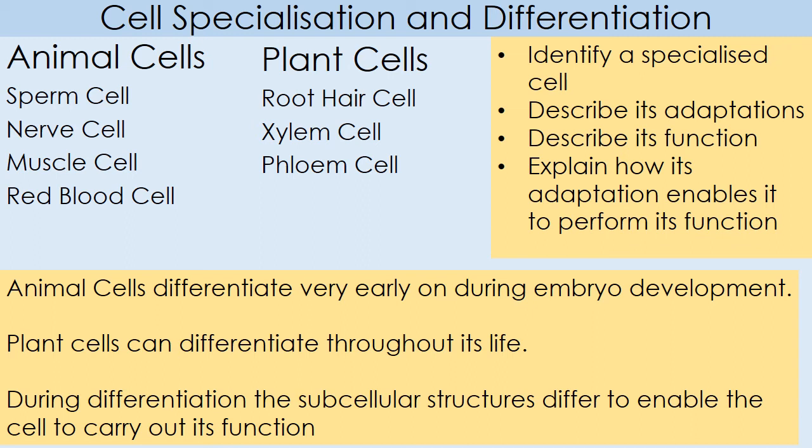Whereas plant cells, they can differentiate throughout their entire life. We can almost take any part of a plant, plant it in a new bit of soil, make sure it's got enough nutrients, and we will get a clone of that plant. Plant cells can become all other different types of cells, as long as it's within that plant, obviously, throughout their entire life. So, when differentiation happens, all those subcellular structures, those parts inside those organelles, will differ, and that's to enable the cell to carry out its function. So whether it's going to get more mitochondria, less chloroplast, a larger vacuole, a larger surface area, things will all change.